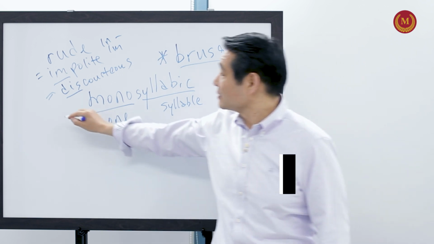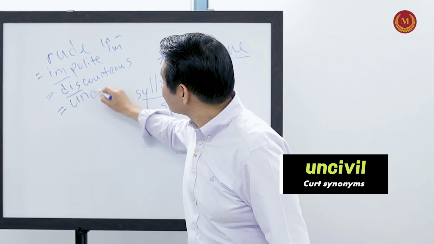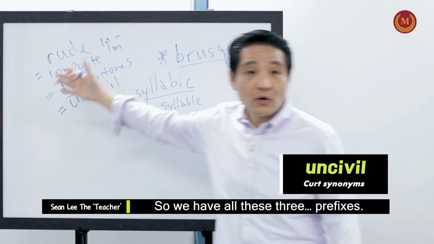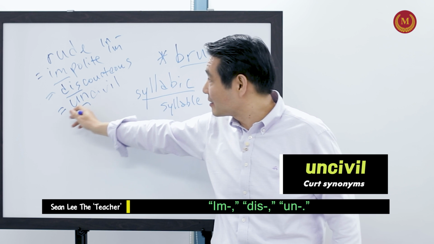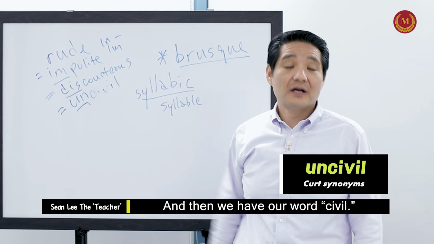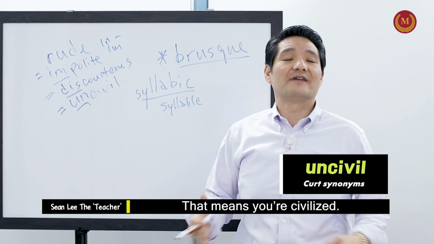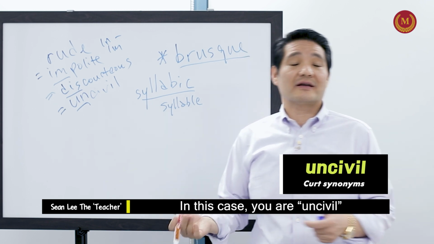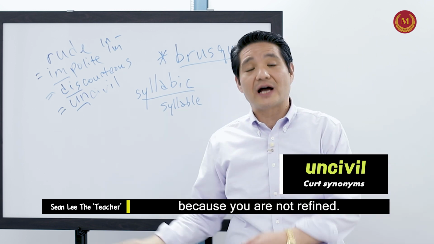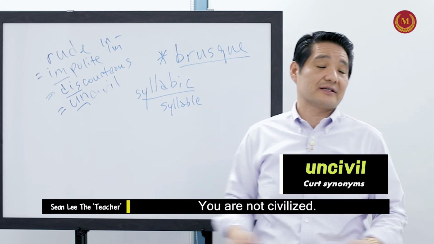And you have uncivil. So we have all these prefixes, right? Im, dis, un, and then we have our word, civil. Civil means what? That means you're civilized. That means you're cultured. That means you're refined. In this case, you're uncivil because you're not refined, you're not cultured, you're not civilized.